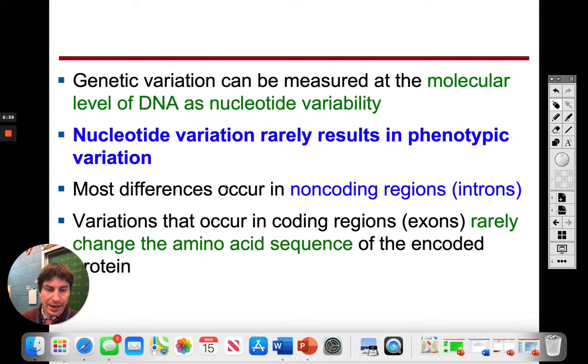So we're going to go back a few chapters, guys, where we went over gene expression. First bullet point there, genetic variation can be measured at the molecular level of DNA as nucleotide variability. Let's go back to the introns and the exons. If you remember, the introns were cut out and the exons were left in when we were going through translation to get to our protein. So why do we even have introns then? If we're just cutting them out later on, why are they there?